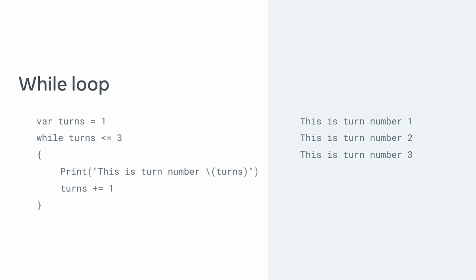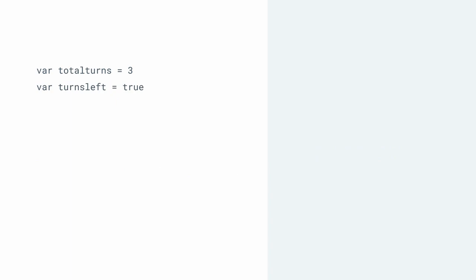If you want to show the player how many turns they have left, this can be achieved by using what is called a flag. So, you may have a variable called total turns, which is equal to 3, and a second variable called turns left that is equal to true. So your code reads var totalTurns = 3, var turnsLeft = true.